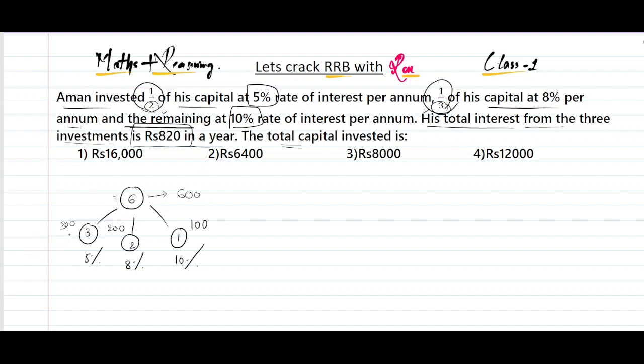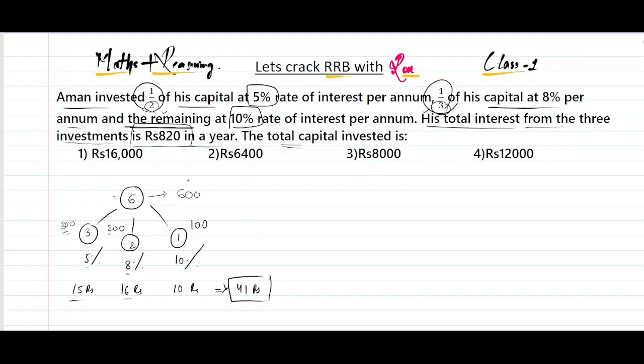Okay. If 300 is the capital at 5%, what is the interest I'll get? 10% is 30 rupees, so 5% is 15 rupees. For 200, 1% is 2 rupees, so 8% is 16 rupees. 10% of 100, simple, 10 rupees. So what is the total interest I got? 15 plus 16 is 31, 31 plus 10, 41 rupees I got as interest.